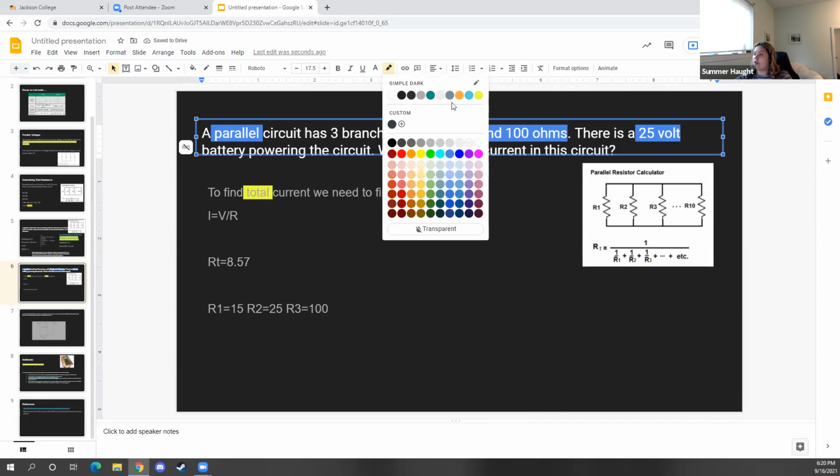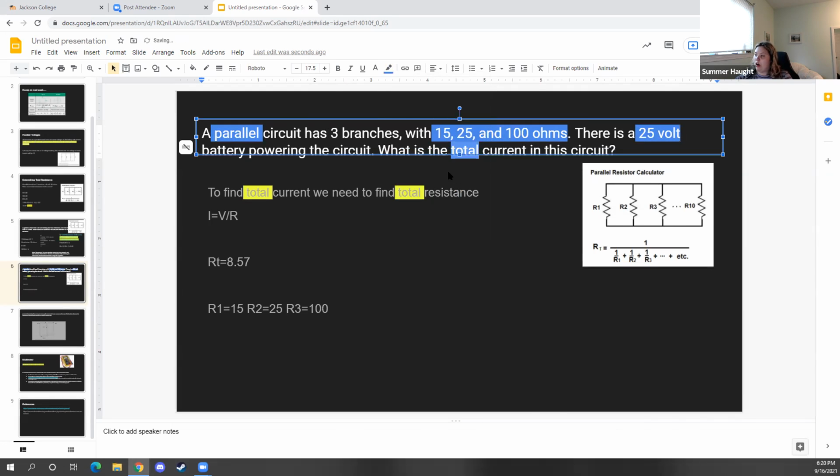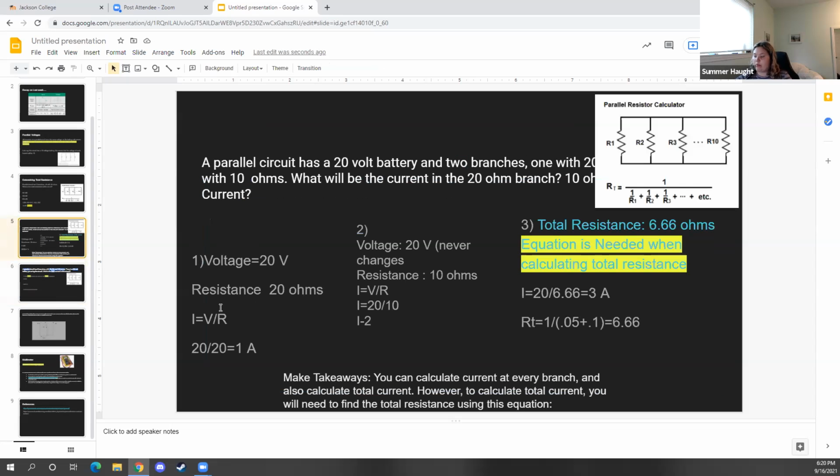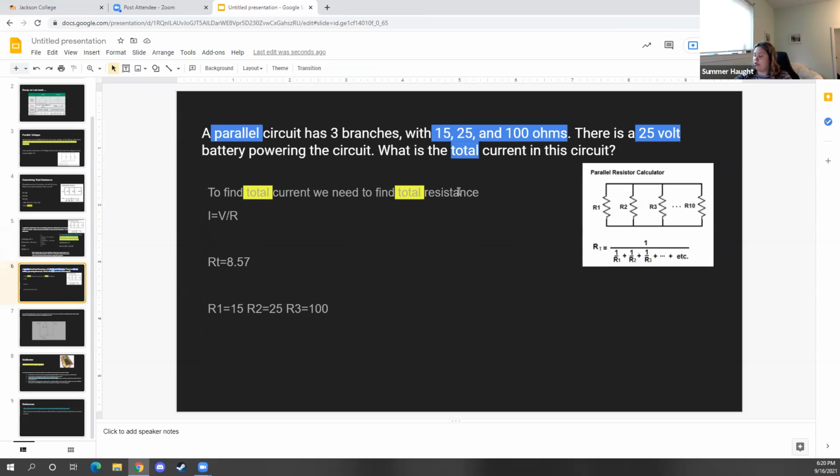And then the other thing important is that it says total current. So it's not asking for the current at a given branch, which we could do. We know that if we needed the current at the 25 ohm branch, all we would have to do is use the equation that we did for these problems, I equals V over R. So we would just do V 25 divided by 25, and that means I equals 1. So it's as simple as that. But in this situation, since we need total current, we need to use this equation.